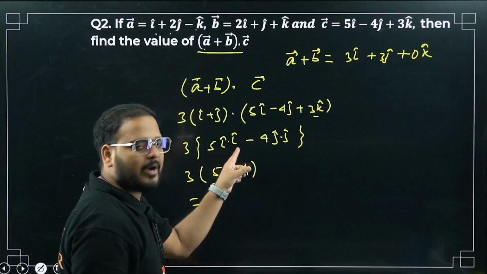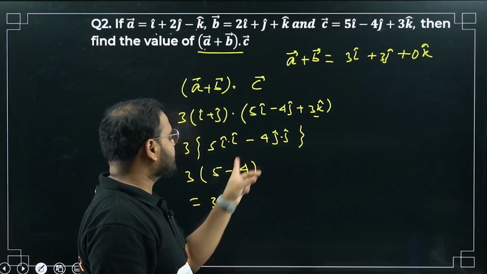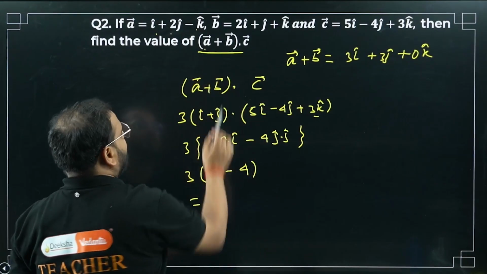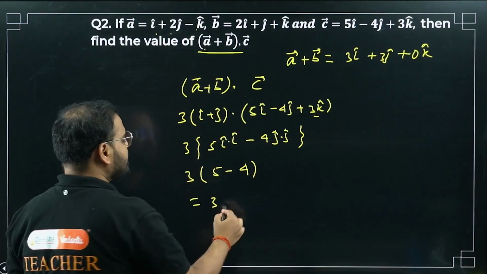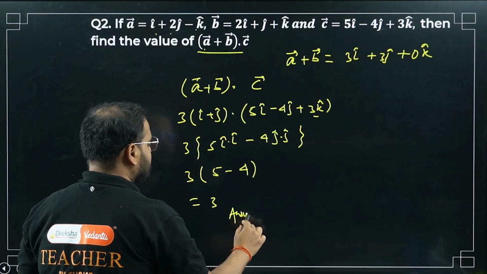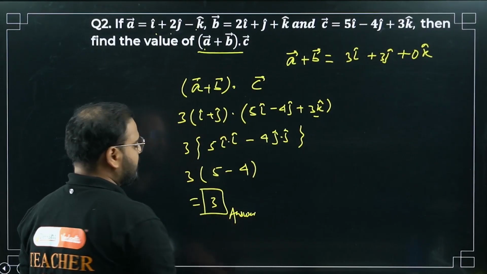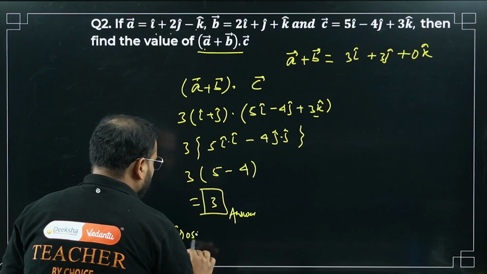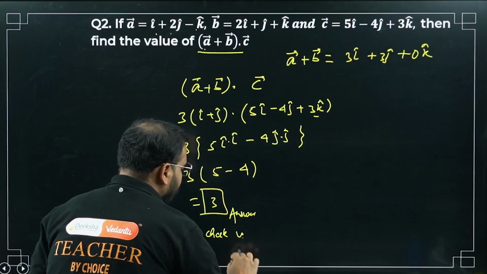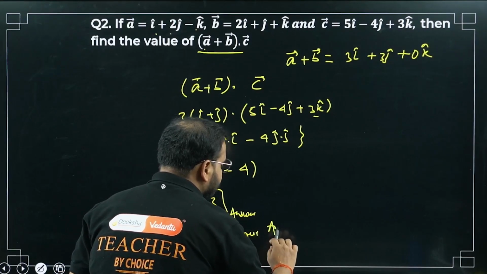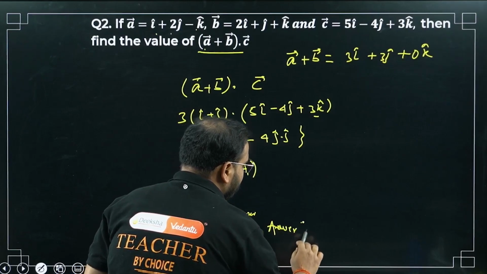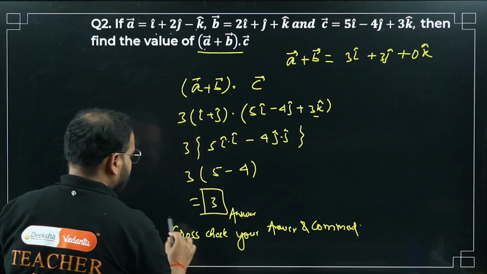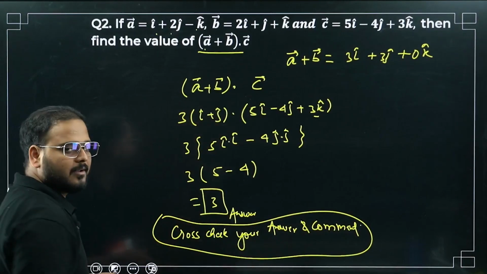Please check. 5 into i is 1, j into j is again 1, 5 minus 4 is 1, 3 into 1 is simply 3. And we know that scalar product will always give me a scalar value at the end, right? So this is my answer. Okay, this is my final answer, 3. Please cross check your answer and comment if it's right, okay? Chaliye, all right, कर लेंगे, हो गया.